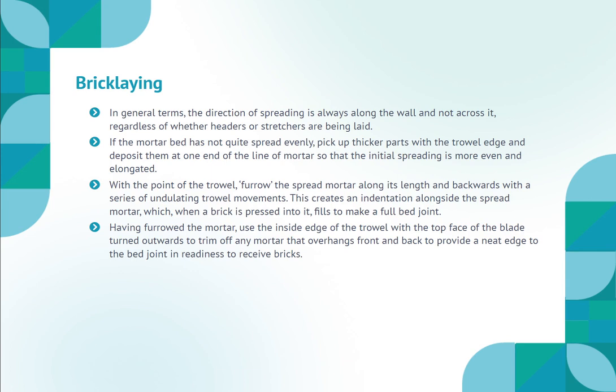If the mortar bed has not quite spread evenly, pick up thicker parts with the trowel edge and deposit them at one end of the line of mortar so that the initial spreading is more even and elongated. With the point of the trowel, furrow the spread mortar along its length and backwards with a series of undulating trowel movements. This creates an indentation alongside the spread mortar, which, when a brick is pressed into it, fills to make a full bed joint.